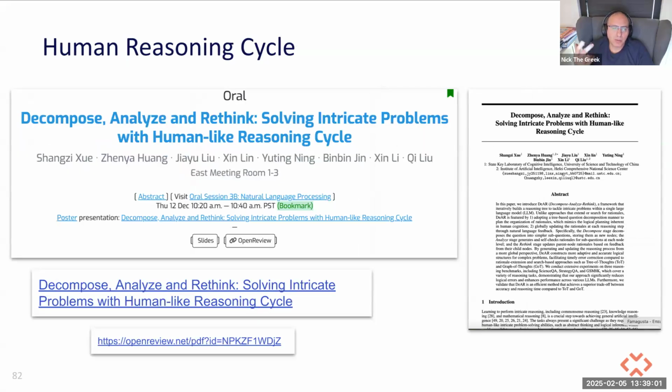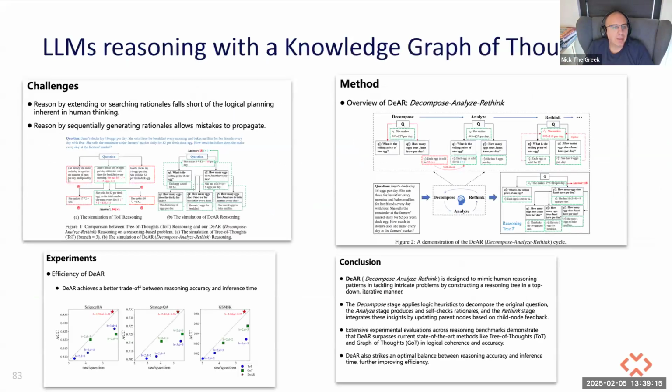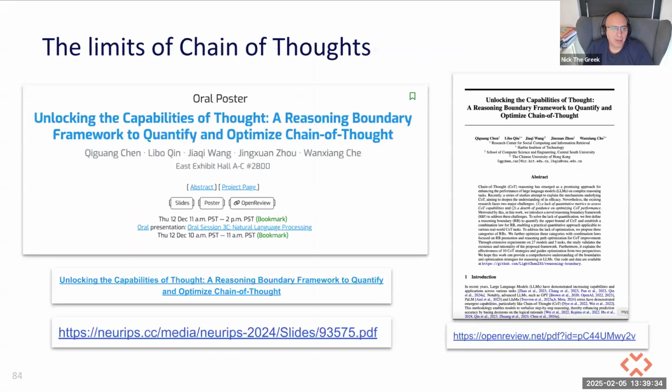Again, there are lots of papers that talk about different ways of, they're all agentic ways of thinking. Whether it's a chain of thought, here they call it decompose, analyze, and rethink, solving intricate problems with human-like reasoning cycles. And you can see the results here. I promise I'll keep it to 45 minutes. I'm probably going to be a little bit late, but you get the idea. Okay, you can read the slides on your own or the paper.